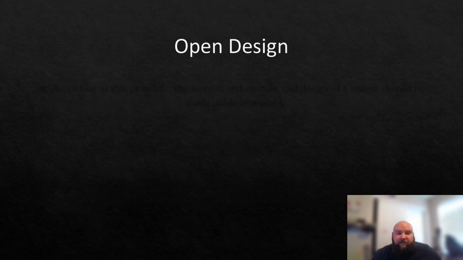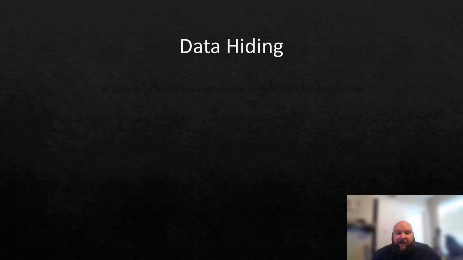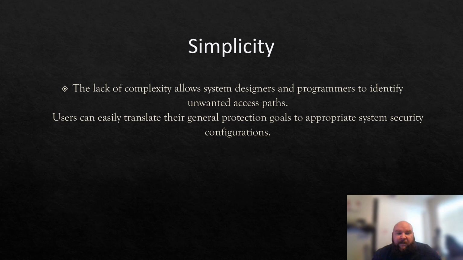Open design. According to this principle, the security architecture and design of the system should be made publicly available. Data hiding. To conceal lower level processes from higher level processes. Simplicity. The lack of complexity allows the system designers and programmers to identify unwanted access paths. Users can easily translate their general protection goals to appropriate system security configuration.